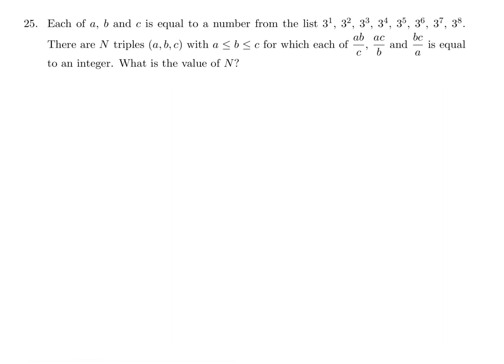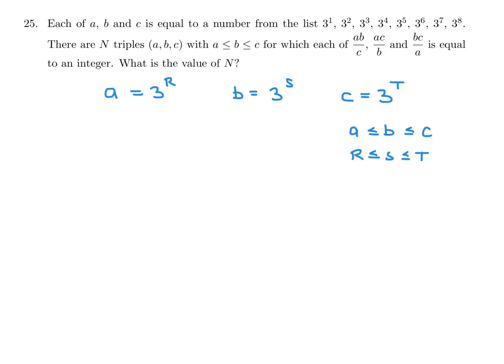Let's understand this question first. A is some power of 3, so we'll let it be 3 to the power of r. B is also from that list, so it's also a power of 3. We'll call it s. And c, again, same thing, so we'll call it 3 to the power of t. And we are told that a is less than or equal to b, which is less than or equal to c. So they could be all equal, but they could also be less than. If that's the case, then the exponents also will behave in the same way, the r, the s, and the t.